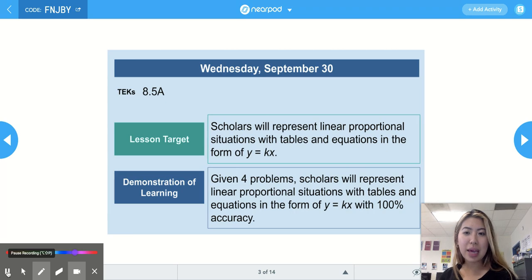Welcome to today's math lesson. Our TEK is 8.5a. Our lesson target is that scholars will represent linear proportional situations with tables and equations in the form y is equal to k times x. And our DOL is given 4 problems. Scholars will represent linear proportional situations with tables and equations with 100% accuracy.